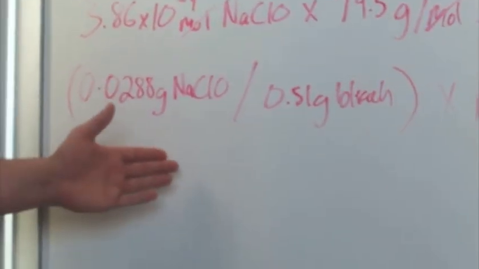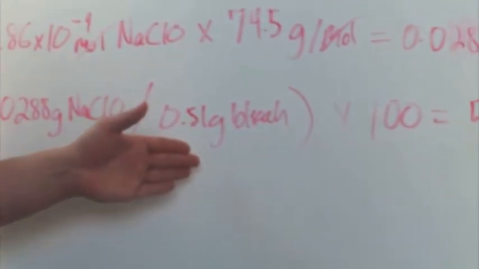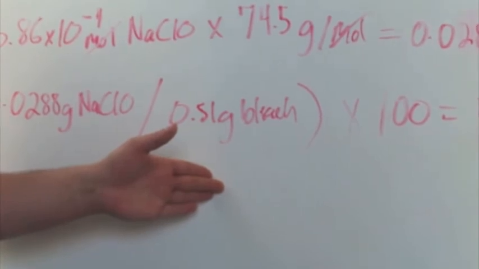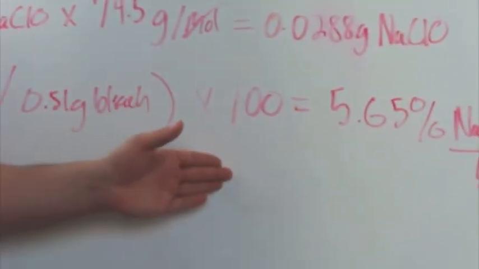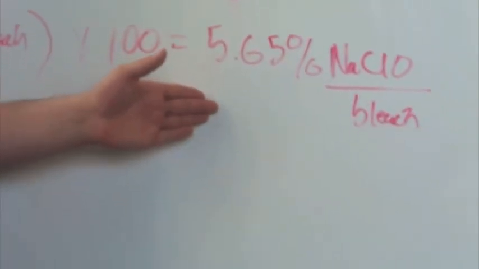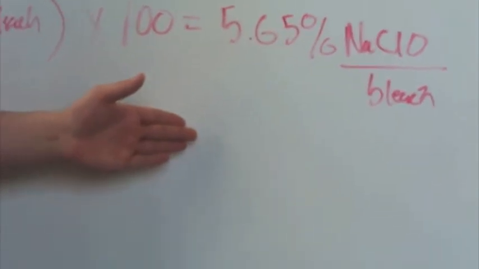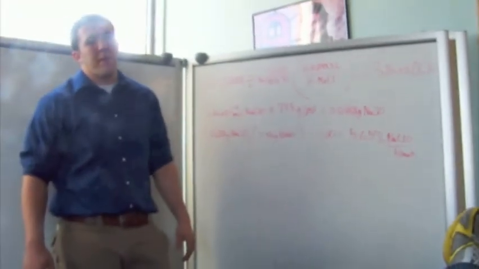Okay, so for the final step, we're going to take the grams we just found of NaClO and divide it by the original amount of grams of bleach we used in our solution, which was 0.51 grams, and then multiply that number by 100 to get our percentage. So our final percentage ends up being 5.65% NaClO to bleach. And that's how you do a titration.